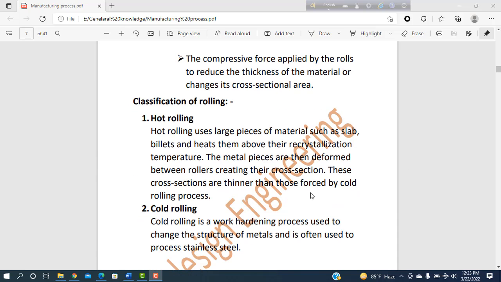Classification of rolling. Rolling is generally of two types, hot rolling and cold rolling. Hot rolling uses large pieces of material such as slabs, billets, and sheets above their recrystallization temperature. The metal pieces are then deformed between rollers, creating their cross section. These cross sections are thinner than those formed by the cold rolling process. Cold rolling is a work hardening process used to change the structure of metals, and is often used to process stainless steel.